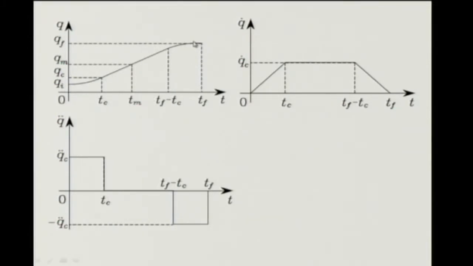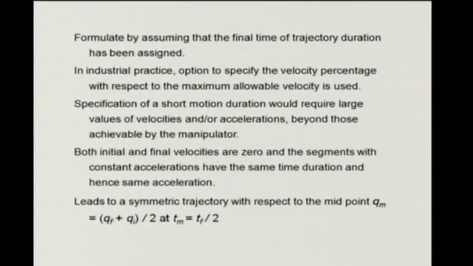And so the position looks quite smooth, the velocity looks continuous, but the acceleration has discrete jumps, because you go with constant acceleration, then 0, and then again a negative value.